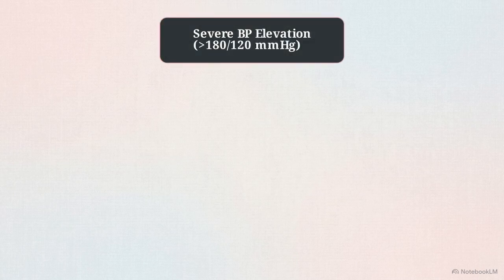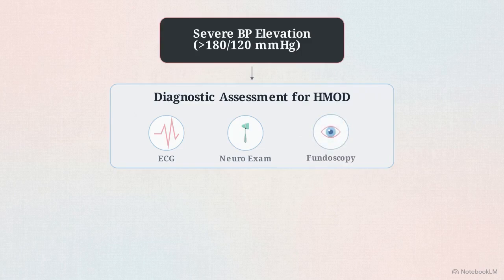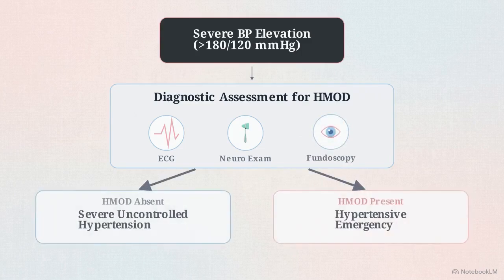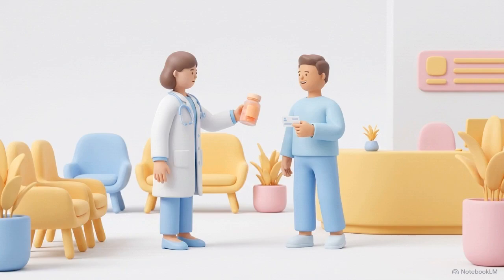This clinical algorithm standardizes triage for any patient presenting with a blood pressure exceeding 180 over 120. Step 1 requires immediate diagnostic assessment for hypertension-mediated organ damage, utilizing an ECG, a thorough neurological examination, and fundoscopy. If no organ damage is present, the diagnosis is severe uncontrolled hypertension. The patient requires adjustments to their oral antihypertensive regimen and subsequent outpatient follow-up, not critical care admission.